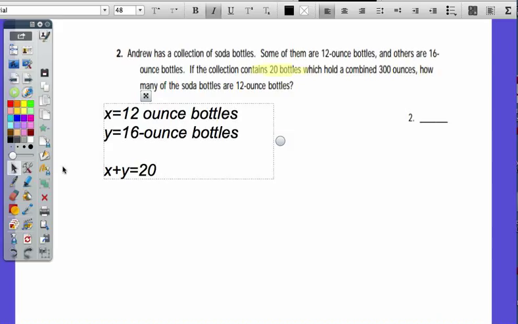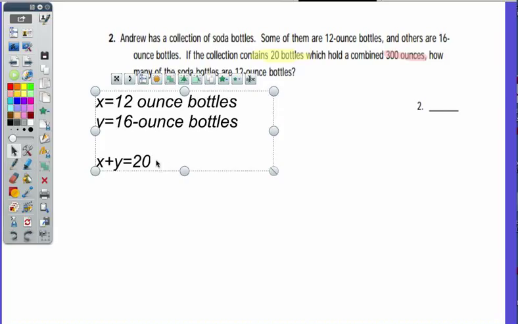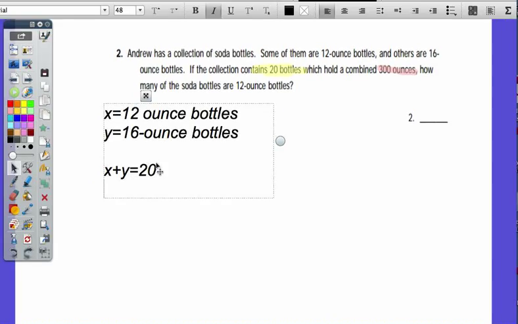And the next equation that I'm going to write is about the fact that I know that there are a total of 300 ounces. So I need to do something about my ounces. Okay, so I know for every X is a 12-ounce bottle. So for every X I have, I get 12 ounces. And for every Y, I have 16 ounces. And the total should be 300. So I hope you're getting an idea of how I'm getting these equations and how to write them from our word problem.